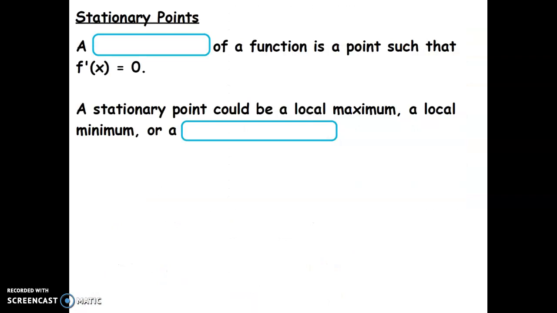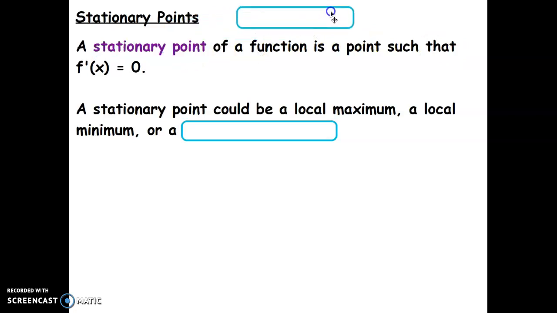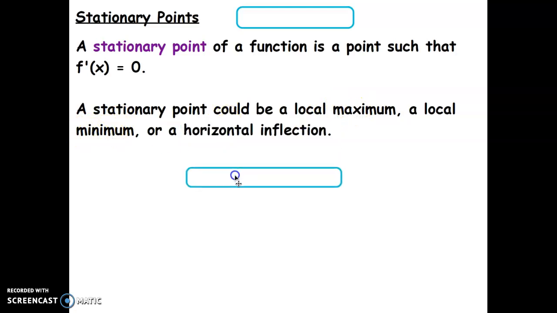Okay, so another definition that we need, stationary points. A stationary point of a function is a point such that the derivative is equal to 0. Now we have looked at that being a local maximum. We have looked at that being a local minimum, but another thing we need to know is this could be a horizontal inflection. So pause the video at this point, write down those couple of statements so that you have them to use.